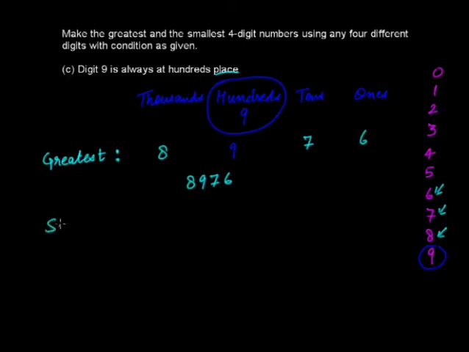Now the smallest one. Again, we cannot take 0. We'll start by 1. Then at the hundreds place, we cannot use 0. The reason is 9 has already been set there. So we'll write 9 here. Now we can use 0 here. And the next smallest digit would be 2. Therefore, 1902 is the smallest number possible under this condition. Last example.